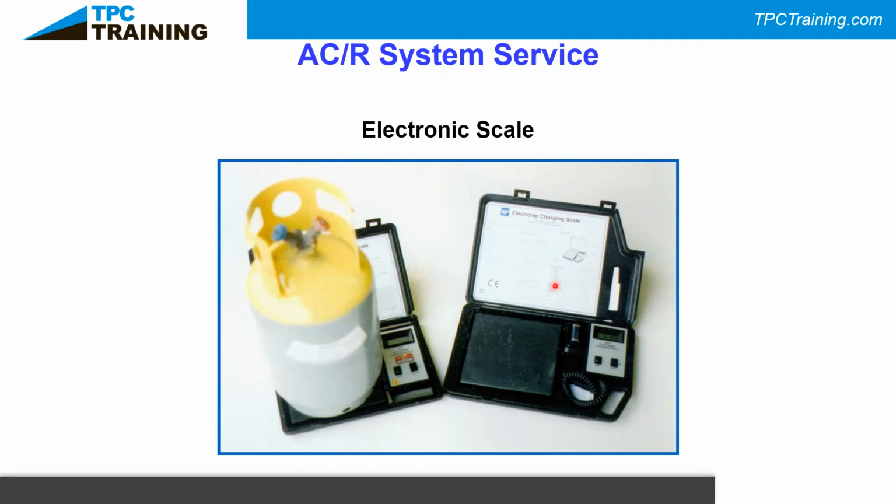Electronic scale, you've got to have it, because the data plate of your system is going to say the system holds 10 pounds of refrigerant charge. The only way you know how much you put in there is to weigh it. You're going to have to weigh it in accordingly.